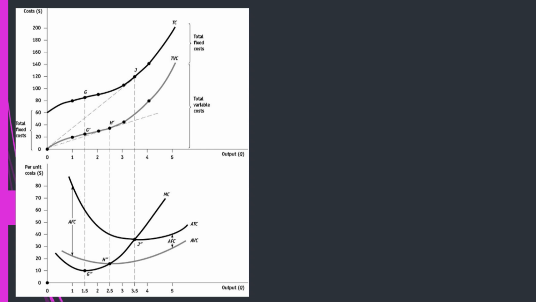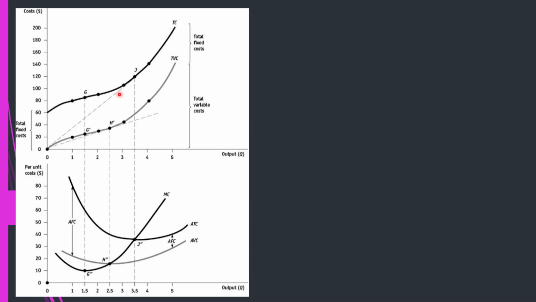This graph shows short-run total and per unit cost curves. The top panel shows that TVC is 0 when output is 0 and rises as output rises. At point G dash, the law of diminishing returns begins to operate.